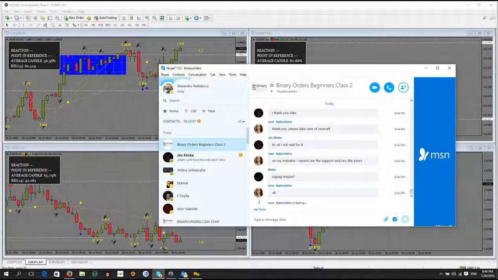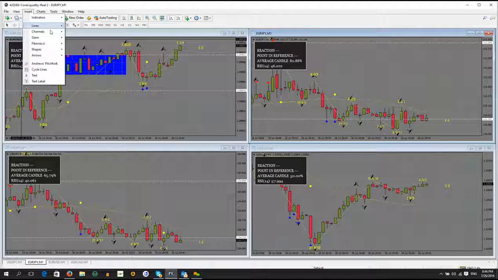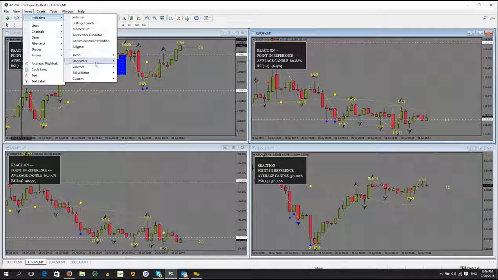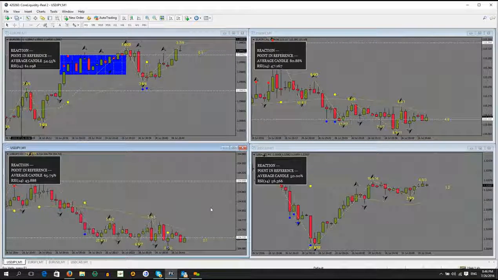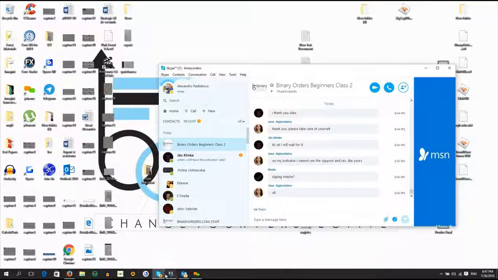It plots the line, okay, the dots. You can find it free. I also gave it to you on Skype, so all of you members have it. But you can use fractals. Fractal is a custom indicator. You can insert it from here, go to indicators, Bill Williams, and you can see fractal here.